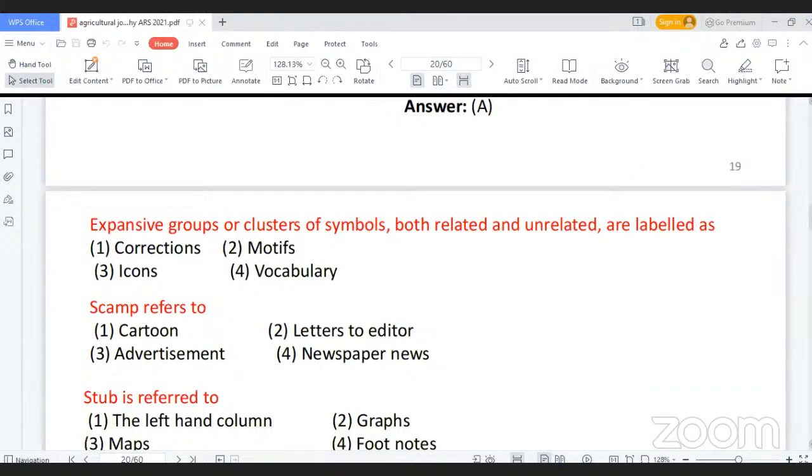UGC NET, not in our ARS NET, because ARS NET is a question you cannot find, only those who are repairing, you can ask your seniors or something like that. But UGC NET questions you can get from Google or anything. Expansive groups are clusters of symbols, both related and unrelated. This is known as icons, but motifs is one type of just symbol.